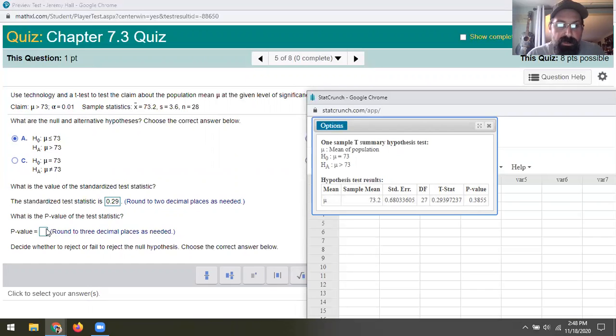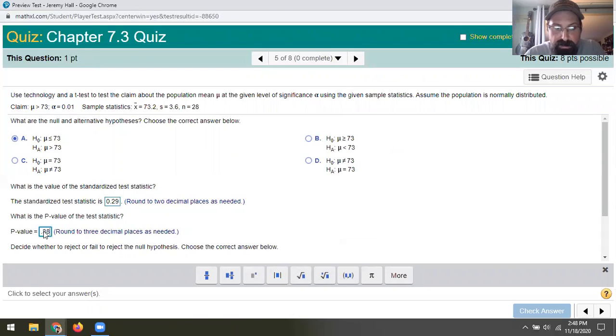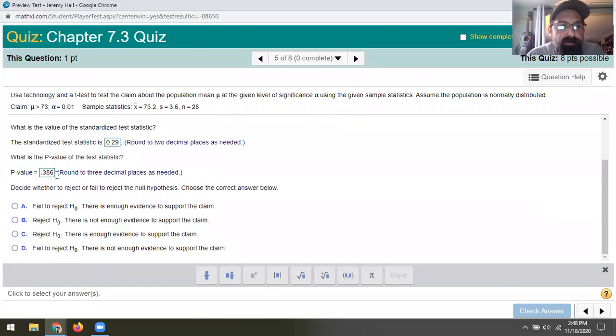0.386. Now, that p-value is bigger than alpha. It's a really big p-value, actually. So p is bigger than alpha. Fail to reject the null hypothesis.